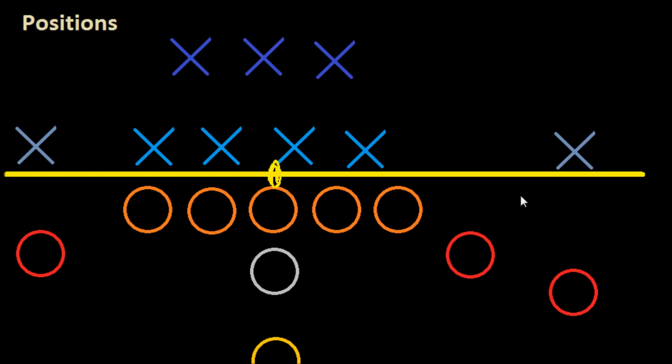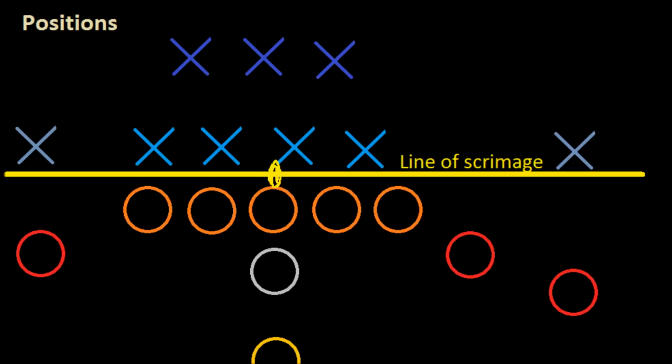The offensive guys cannot go past this line, and nor can the defensive guys go over this line, or they would be considered offside. And so this line, the yellow line, is called the line of scrimmage. So the line of scrimmage separates the offense from the defense. That is where the ball is.